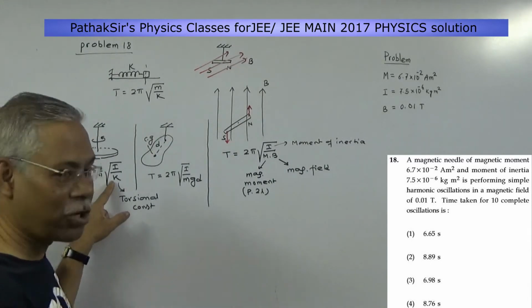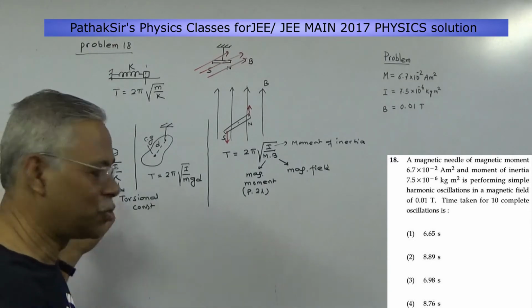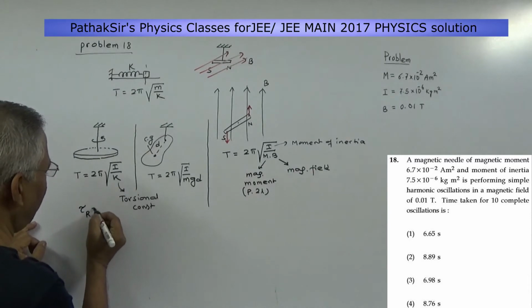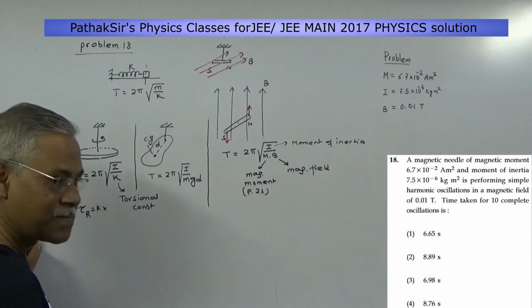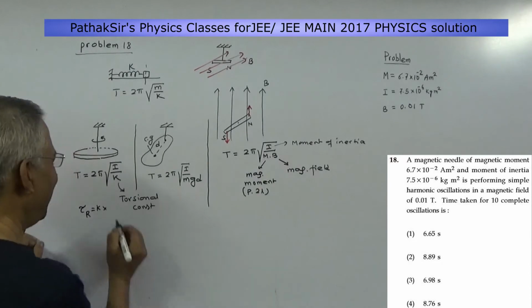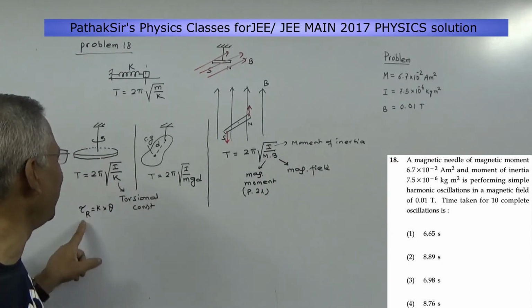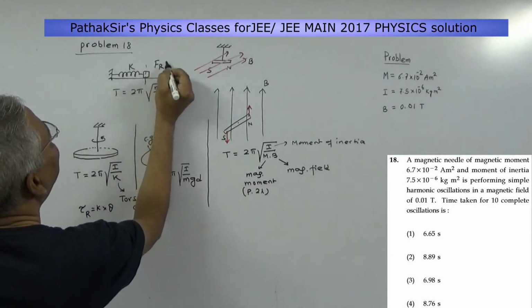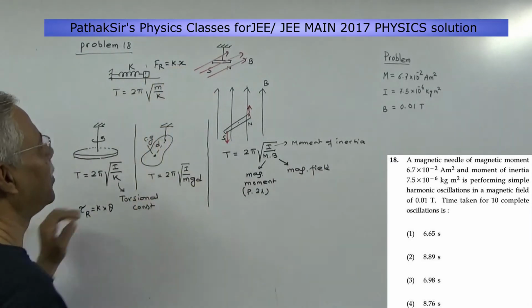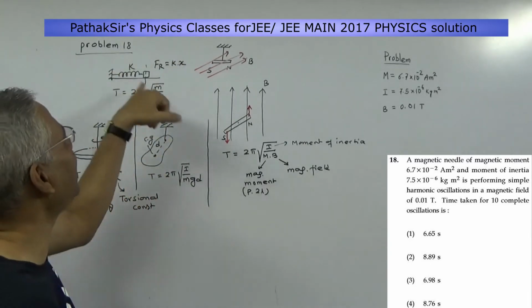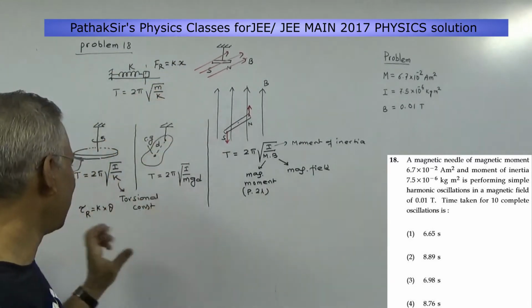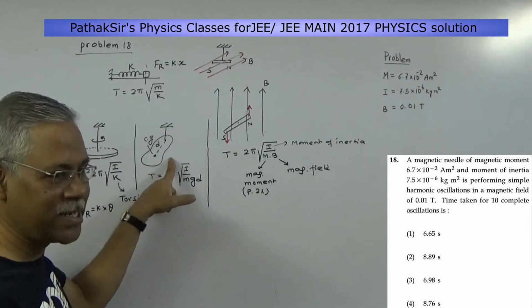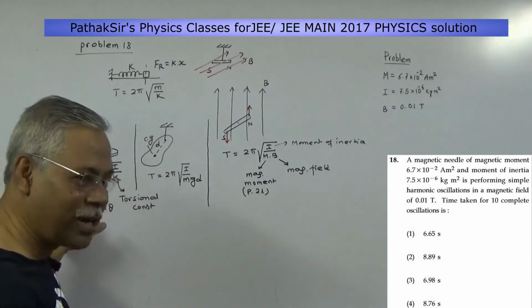And how do you get the torsional constant? What is the formula for getting the torsional constant? Restoring torque equal to k into theta. You get the torsional constant in this way. How do you get this? For linear SHM we get a restoring force equal to k into x. For angular SHM we get torque equal to k into theta. This is also angular SHM, this is angular SHM, this is also angular SHM.